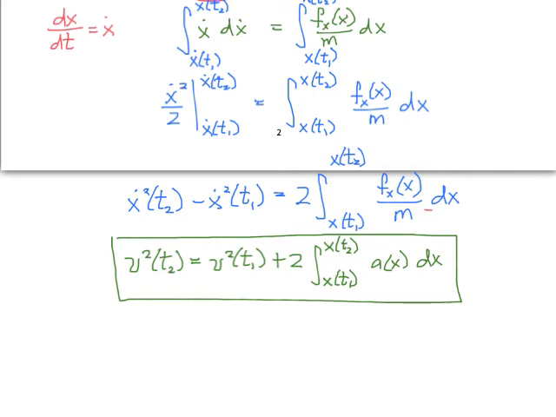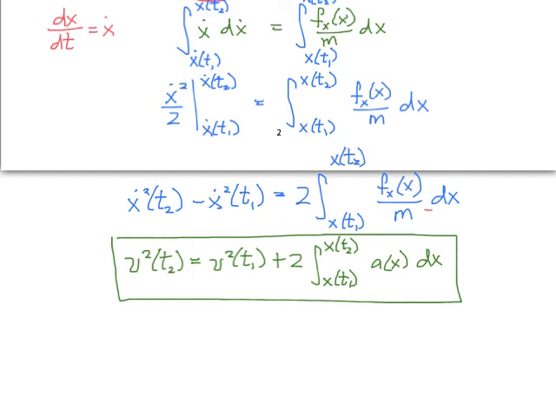And in the book, they make the notation more general and call this speed v. So it's the speed v at time 2 squared is equal to the speed at time 1 squared. So we're starting with an initial speed on the right-hand side now. And then we have 2 multiplied times this integral, and then we substituted the force as a function of position divided by mass with the expression a as a function of x. And so this expression relates the speed, or the scalar velocity, directly to the position when this quantity a of x is known.